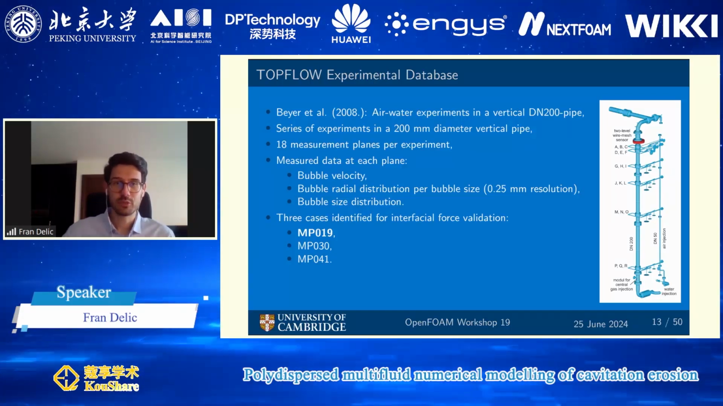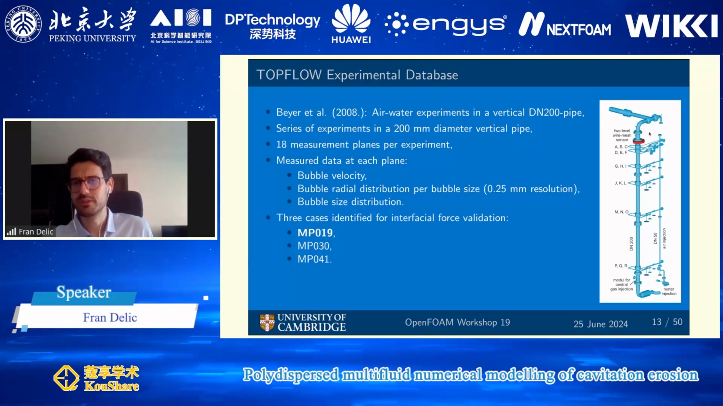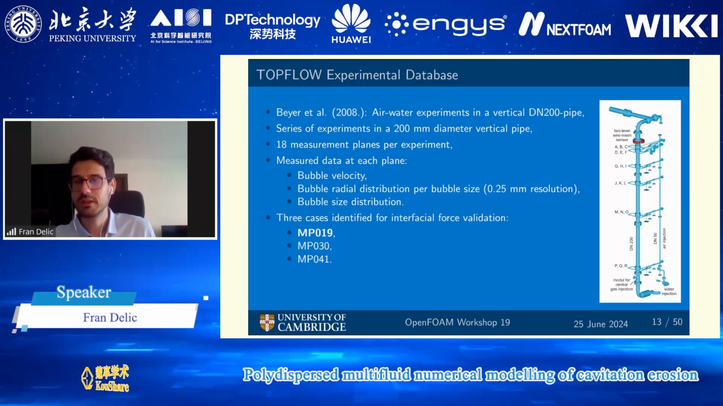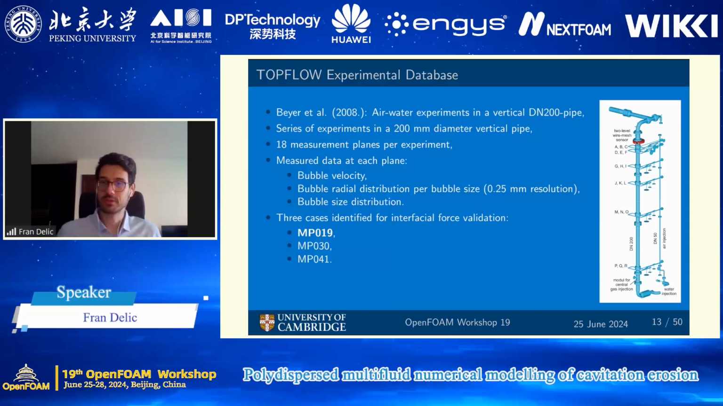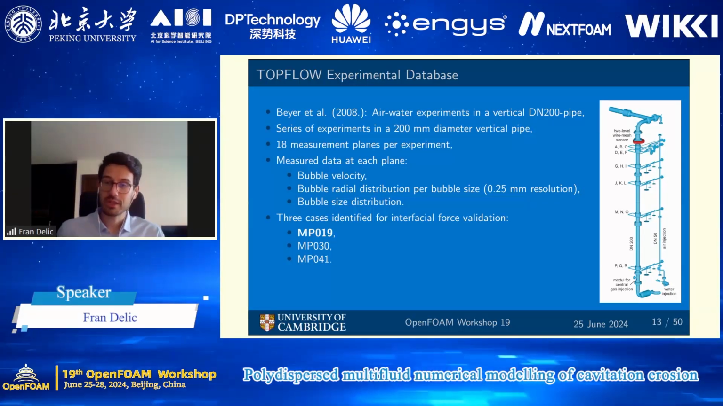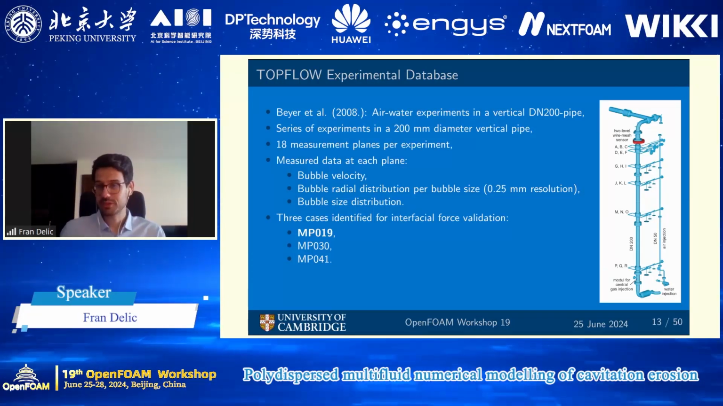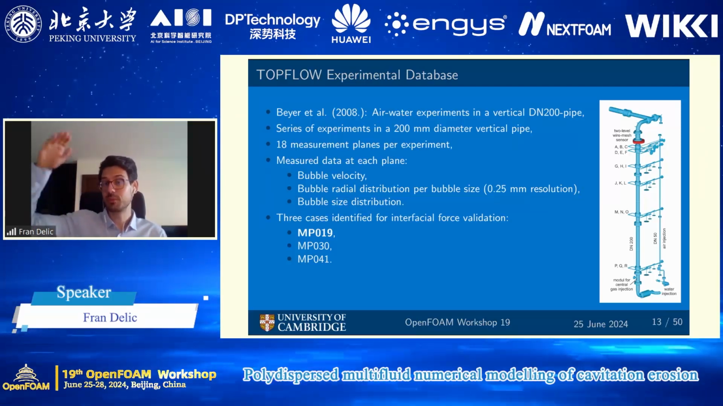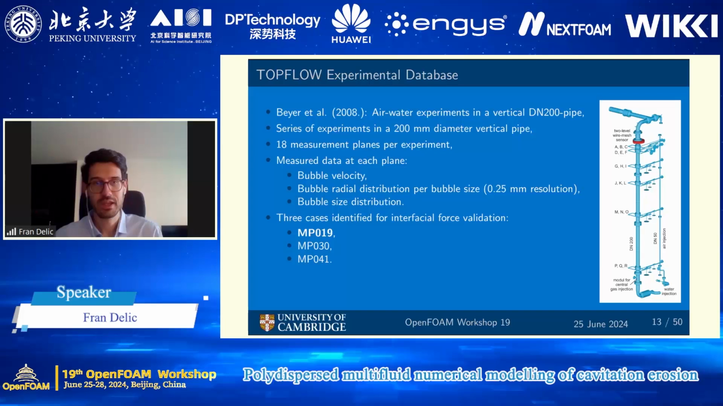You get 18 measurement planes per experiment, and this is what the setup looks like. At the top in the red, you have the measurement plane, and you inject bubbles at different heights. Numerically, it's a bit opposite. You inject bubbles at the lowest plane, and then you have different measurement planes across the height.